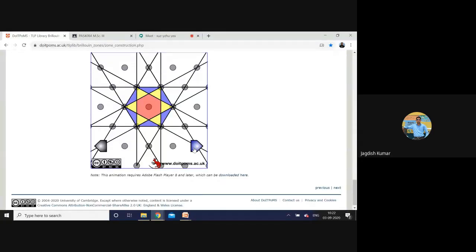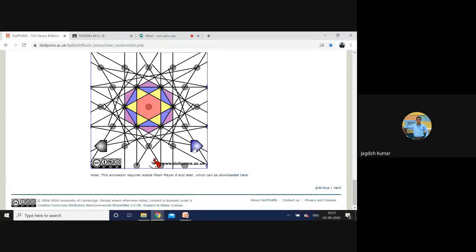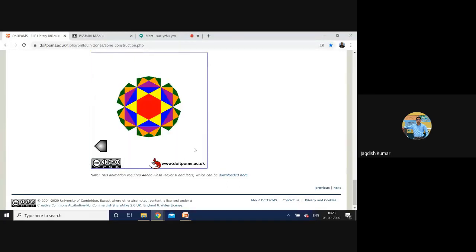Now, what will be in the fourth Brillouin zone? We need to draw additional bisectors, I think. So all these, this will be your fourth Brillouin zone for the 2D hexagonal lattice. Then for the fifth Brillouin zone, we may need additional bisectors like this. So this is a careful exercise. You have to do it carefully. Fifth Brillouin zone, sixth Brillouin zone.